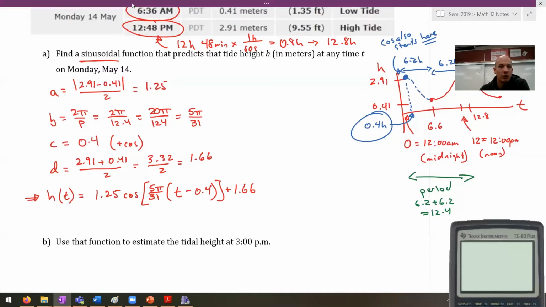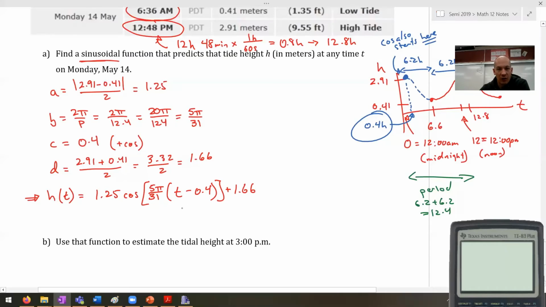So the one thing we will just have to make sure we're saying here is t in hours, and we're starting with midnight equals 0. Okay, so it's really important just to specify that.